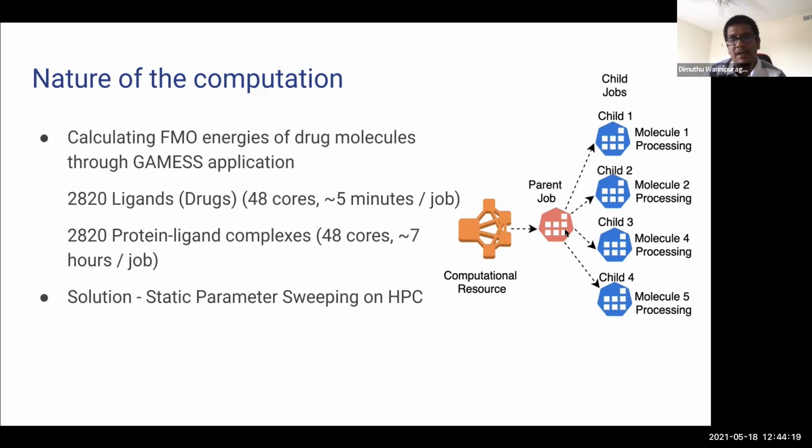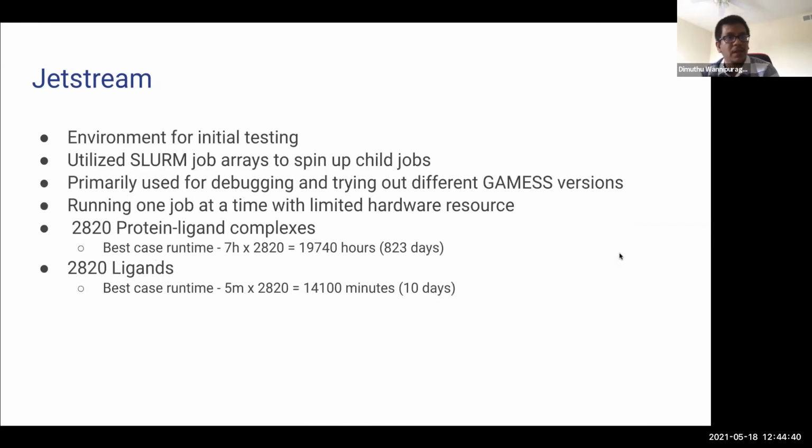Basically, in the cluster we submit one parent job which contains all the information of the drug molecules or complexes that we need to compute, and those get scaled across the available nodes of the cluster to calculate the FMO energy of each molecule. In the next two slides, I'm going to talk about the computational infrastructure we have used.